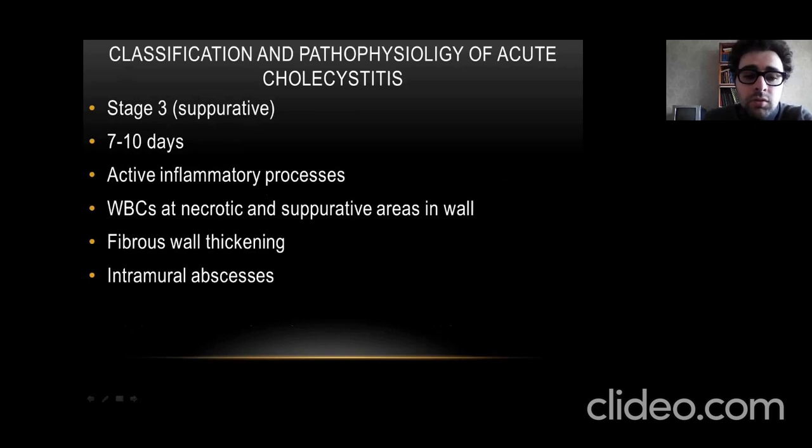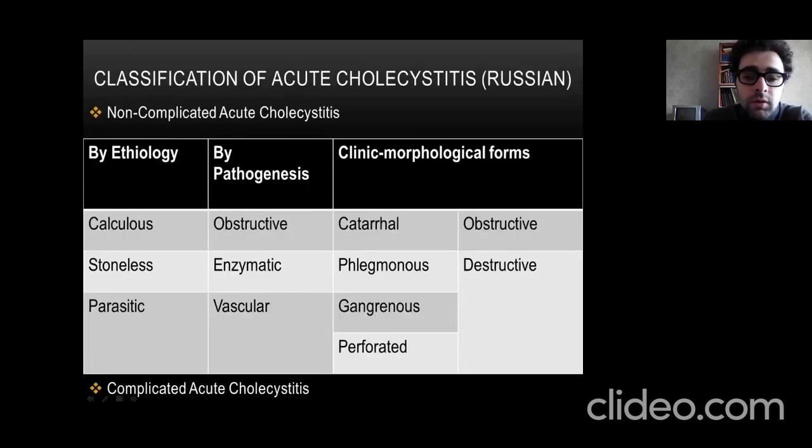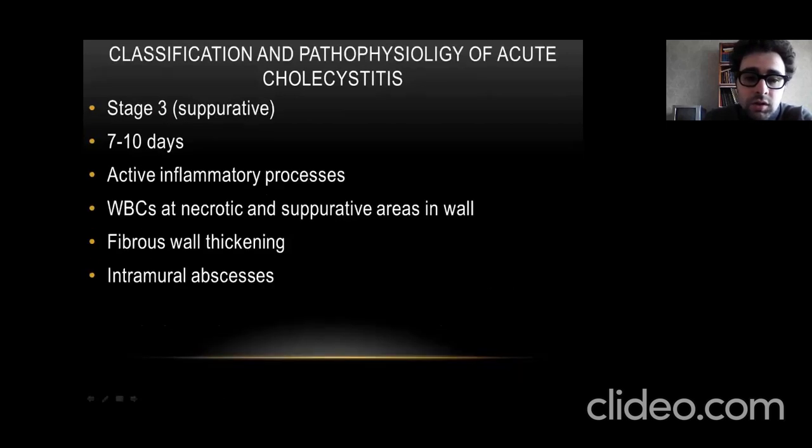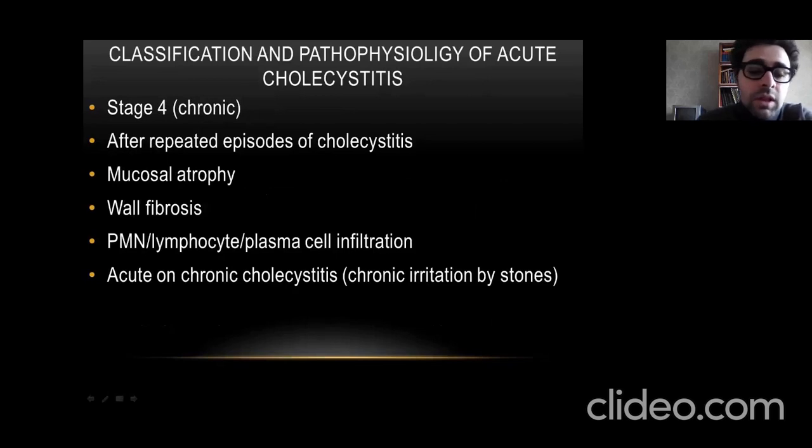Different complications of acute cholecystitis. So stage 1, catarrhal, phlegmonous, stage 2, gangrenous, and complicated, stage 3. Stage 4, chronic cholecystitis, and in the Russian classification it is simply divided into acute and chronic.